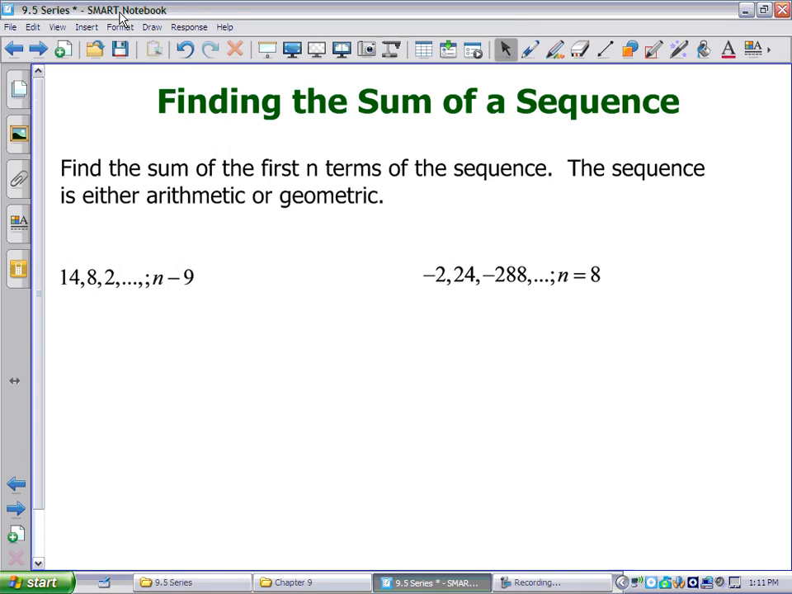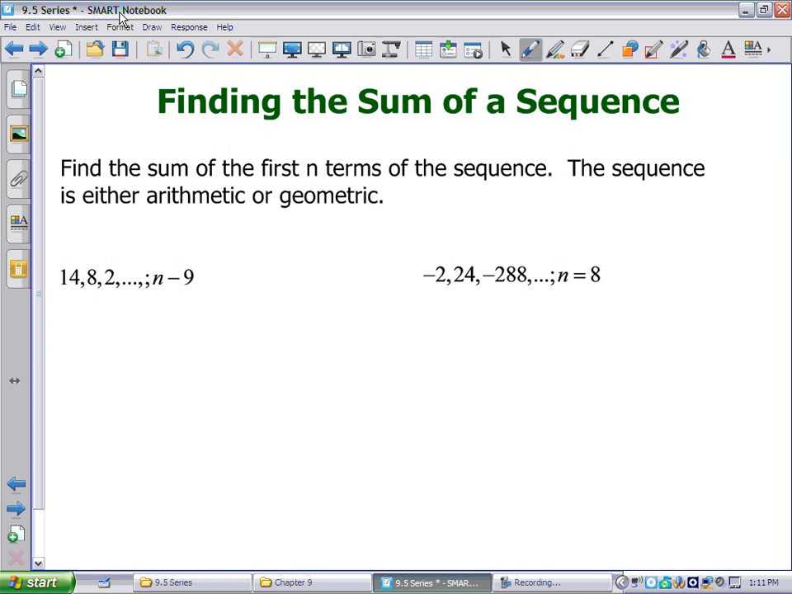Okay, now we're looking at finding the sum of a sequence. Notice here it just says a sequence because they're not going to tell you whether it's arithmetic or geometric. They want us to find the sum of the first n terms of the sequence, and the sequence is going to be either arithmetic or geometric. So you're going to have to test to see whether it's arithmetic or geometric each time.